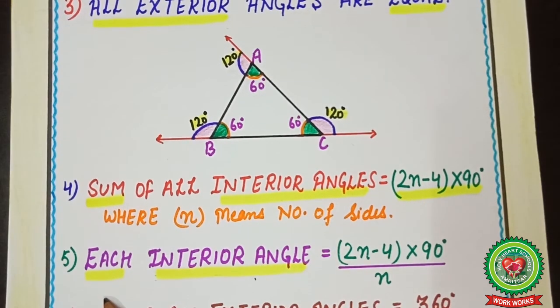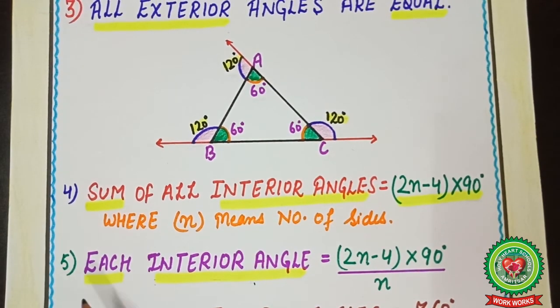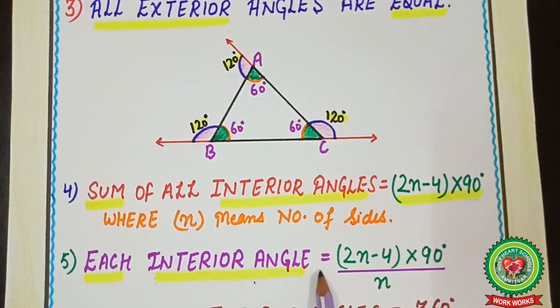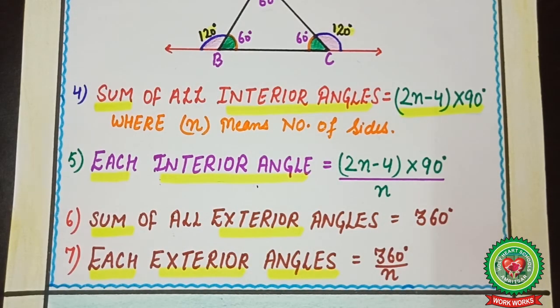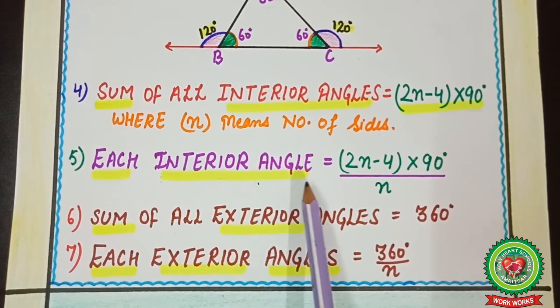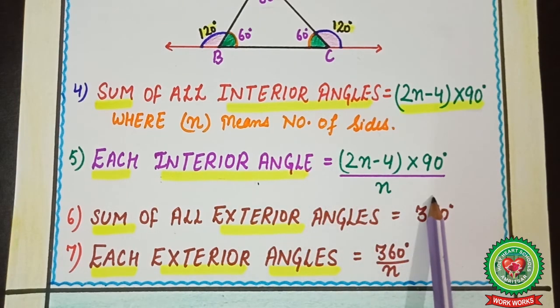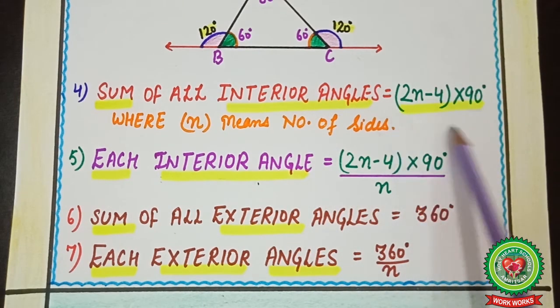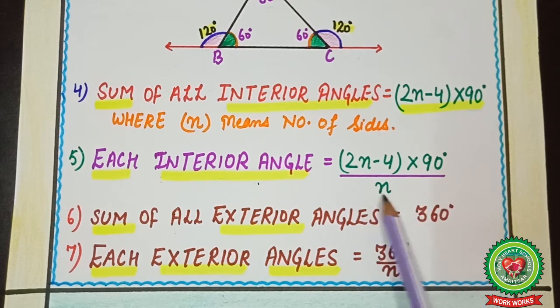Now next one is number 5, which is each interior angle. So here you can see that I have written the sum of all interior angles, right? Now we are finding each interior angle. For each interior angle, we just have to write this formula here and divide it by n, the number of sides.